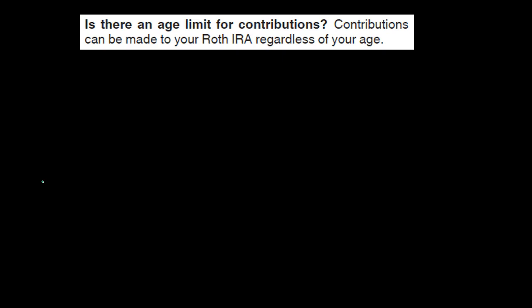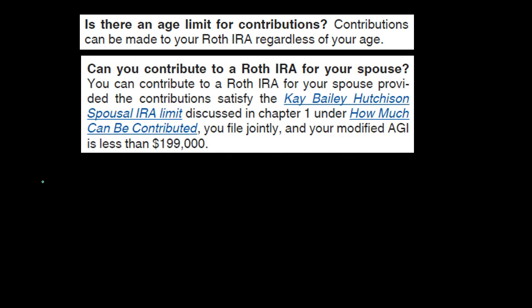Back to the text. Is there an age limit for contributions? Contributions can be made to your Roth IRA regardless of your age. Unlike the traditional IRA, there's not that age limitation, which is nice. So you can keep contributing into the Roth IRA. Can you contribute to a Roth IRA for your spouse? You can contribute to a Roth IRA for your spouse provided the contributions satisfy the Kay Bailey Hutchison spousal IRA limit discussed in Chapter 1 under how much can be contributed. We discussed that difference in the prior presentation, so you can take a look at that.